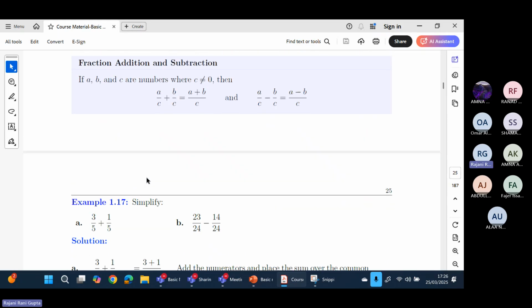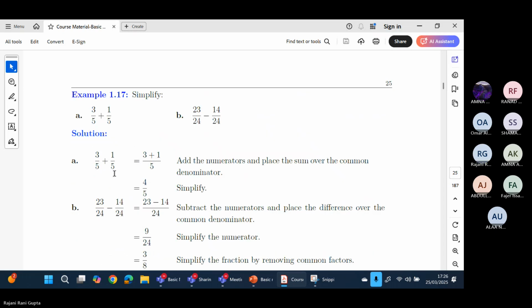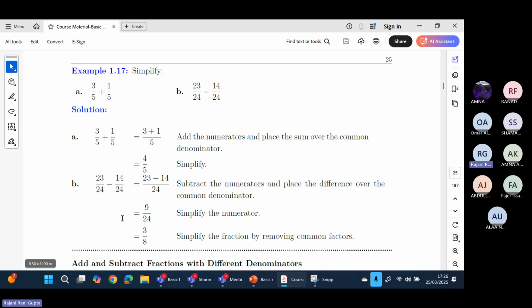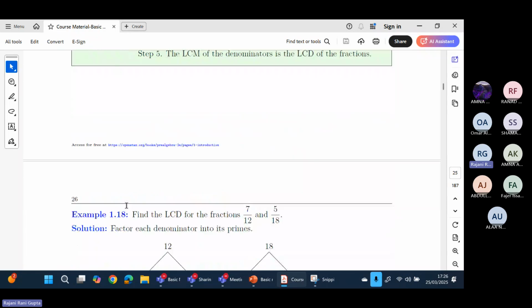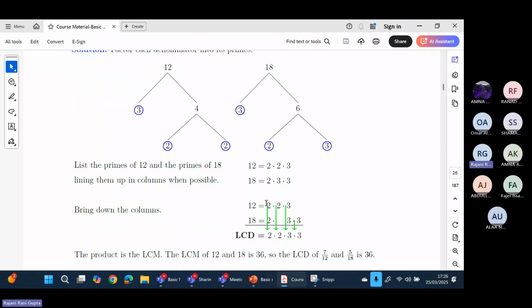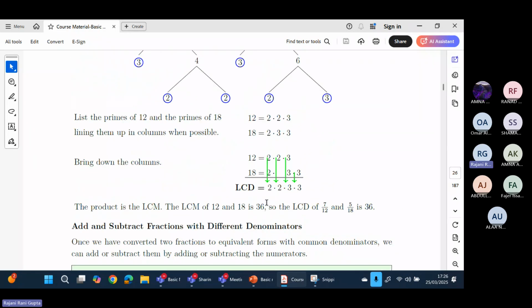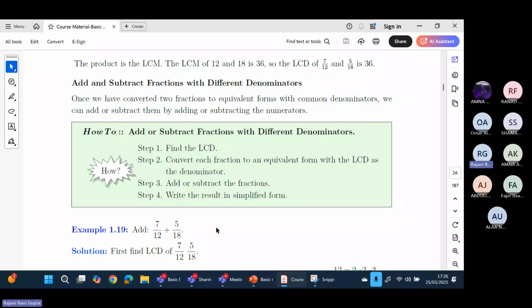I don't think you will face any problem here. And please practice addition and multiplication with same denominators and different denominators. Okay. Do you remember LCD? Can you tell me the LCD of 12 and 18? How do we find it?